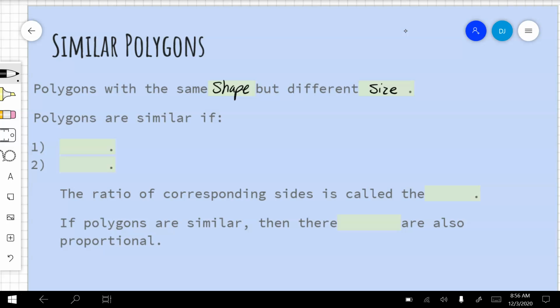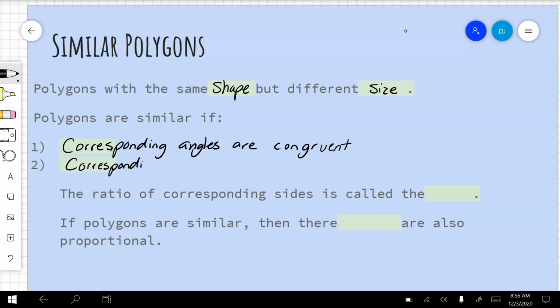So polygons are similar if their corresponding angles are congruent. Now remember, you do need to have this in your paper notes or in your digital notes, one or the other. We moved this lesson over the other day and didn't get that far with it. The next one is corresponding sides are proportional.